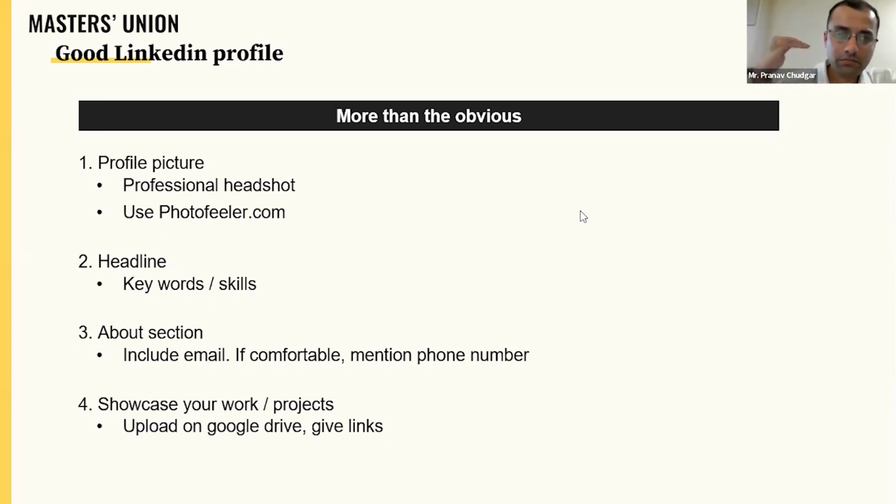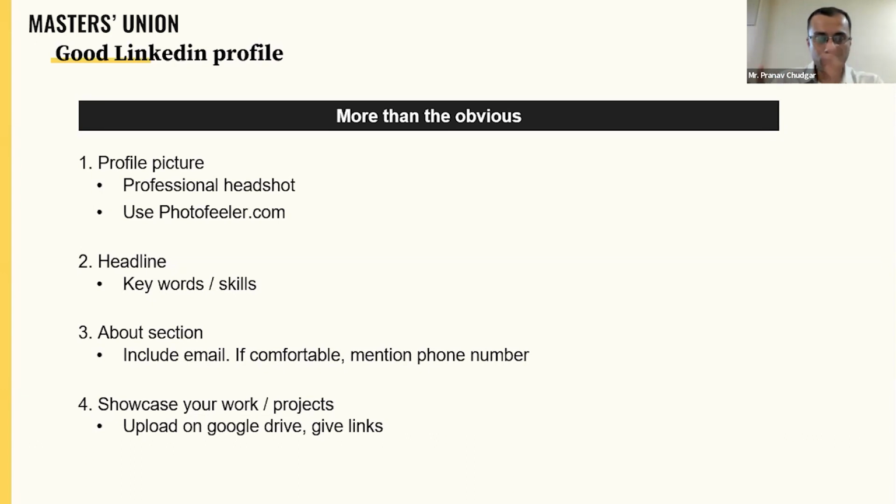Everyone has done BCom, everyone would have done their MBAs, everyone would have done CA, CFA, very similar profiles that I get. How do I differentiate between you and the other person? So maybe in my chat window, I can see Shivani, I can see Raj, I can see Anshul, three people sending me a CV, or I come across three different profiles on LinkedIn. How do I differentiate one from the other?